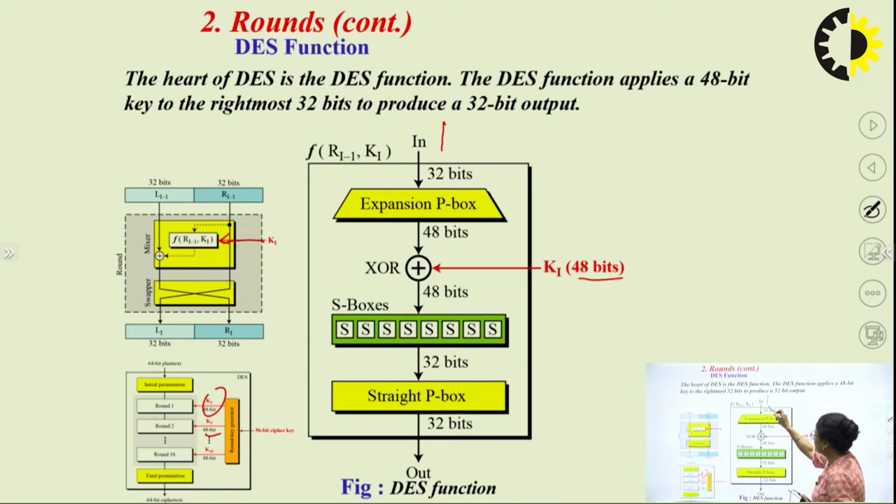So the 32-bit is expanded to 48-bit, XORed with the key which is a 48-bit. Finally, we have an output which is a 48-bit. Then we take an S box, substitution box, which converts the 48-bit to 32-bit. And then finally, we have a straight P box, that means we do some permutations. And again, we may come up with a new bit pattern of 32-bit. And finally, we have our output.